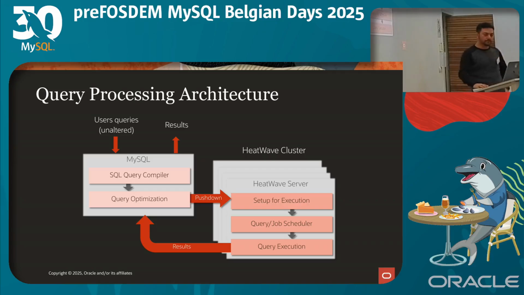So how does it work? The query processing architecture is essentially the same as MySQL, right? Users come with the same syntax and everything. And queries to the user, it doesn't matter whether it's coming from HeatWave or MySQL. But behind the scenes, as Norman also explained, we have tight integration into the SQL query compiler and the optimizer. We optimize those eligible queries to HeatWave and push them down to HeatWave execution.